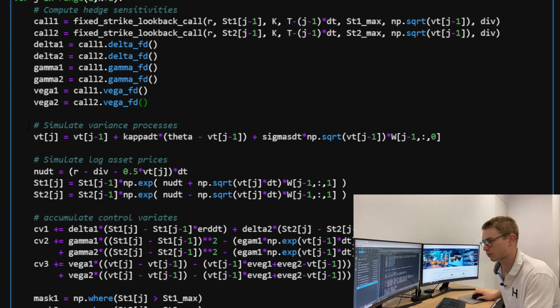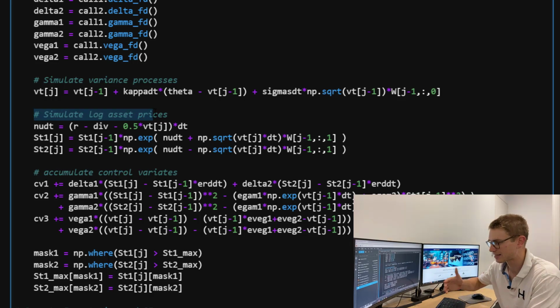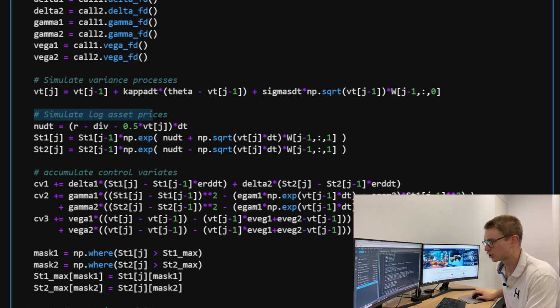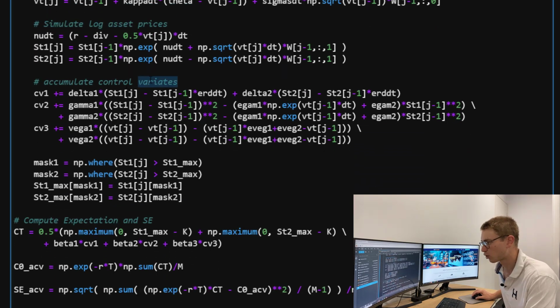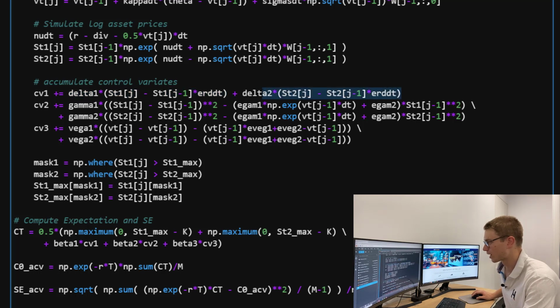We simulate the variance process, one variance process, and then use that to actually simulate the next log asset prices for time step J for both 1 and 2, which are perfectly negatively correlated against each other. We can then accumulate our control variates, and now remember our control variates are actually the sum of both scenarios. So we have like two different portfolios here where we've got our stock price 2 and our stock price 1, and each for 1,000 times. So now that's for our delta, our gamma, and our vega.